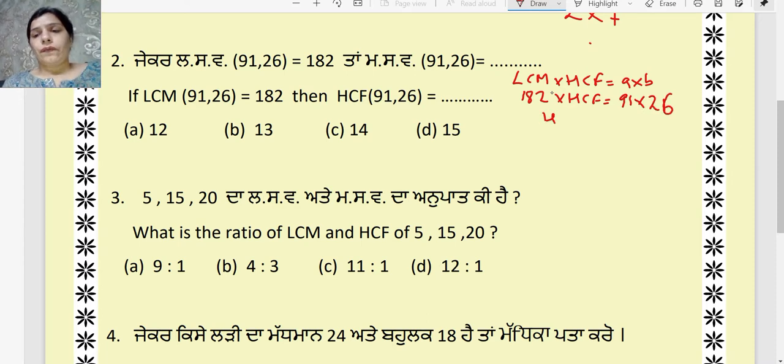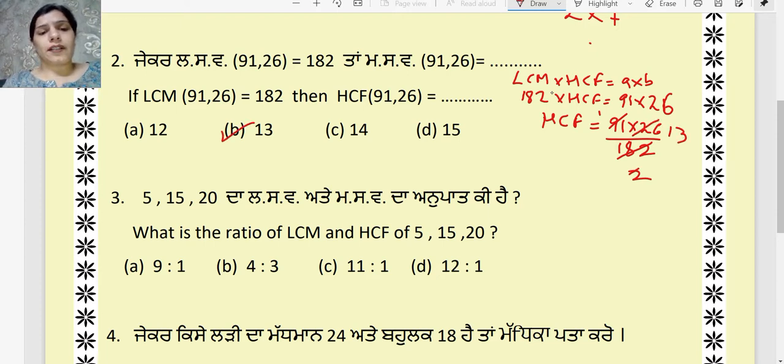So for finding the HCF, 182 will go on right hand side and it will get divided. So 91 and 182 get cancelled at 2 and 2 and 26 get cancelled at 13. So my correct answer is option B, that is 13.